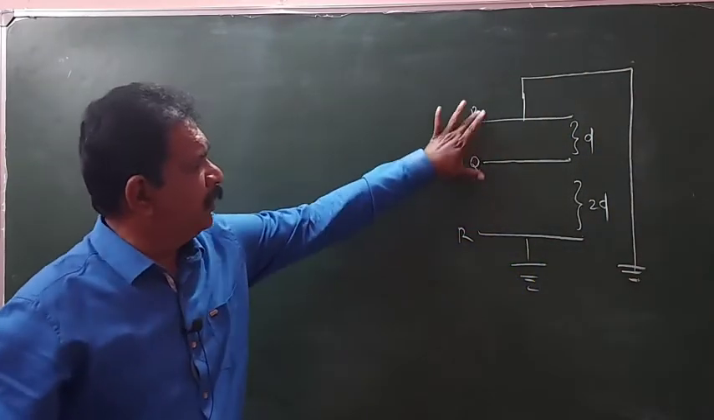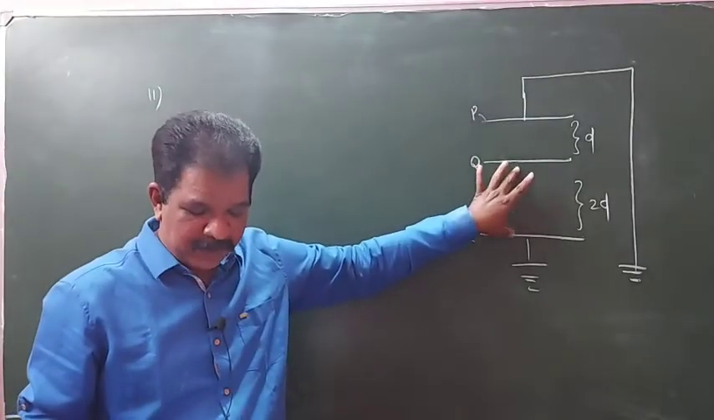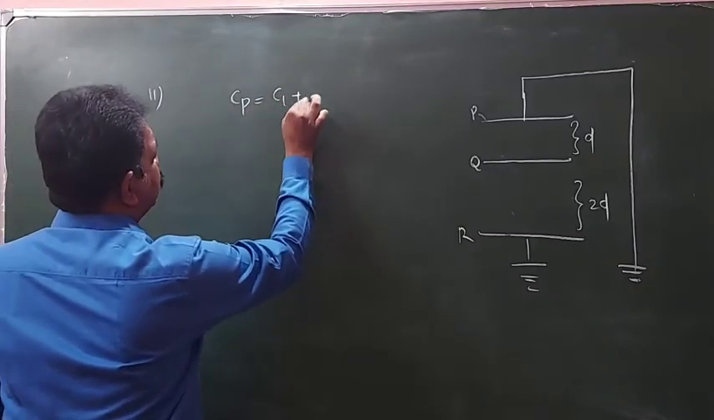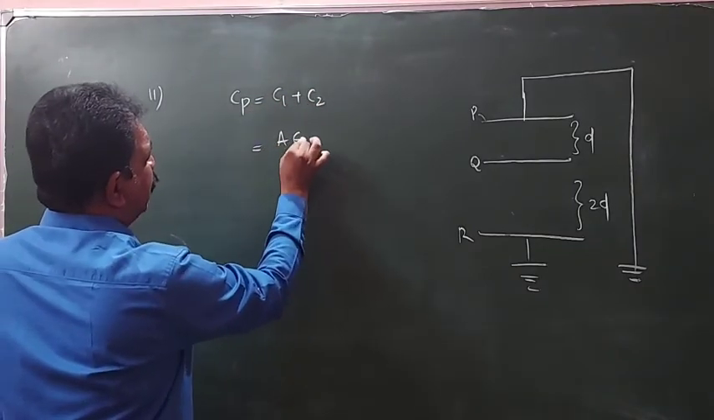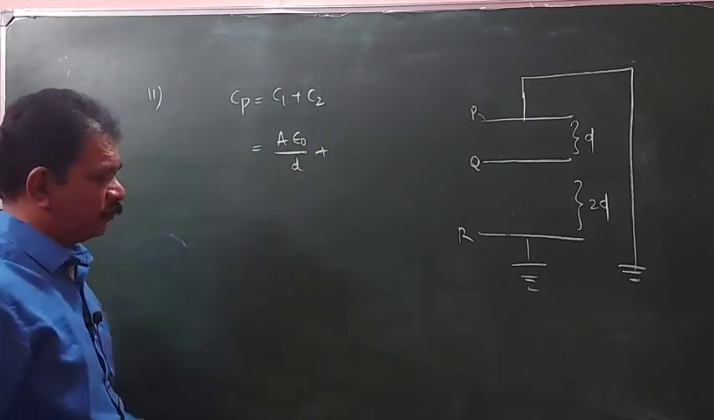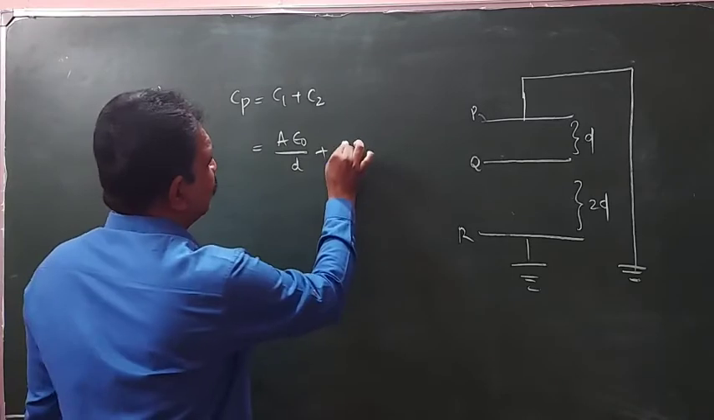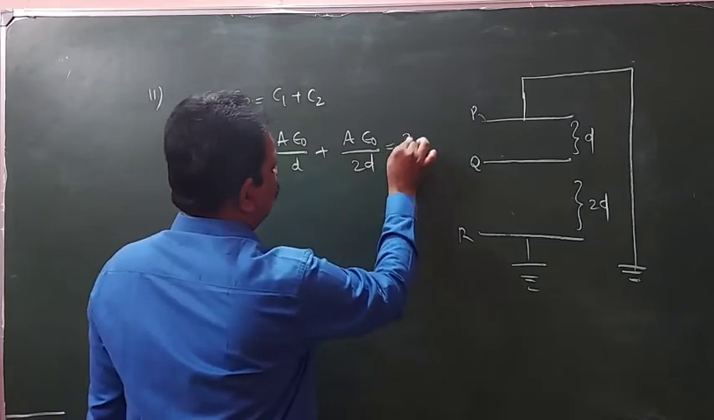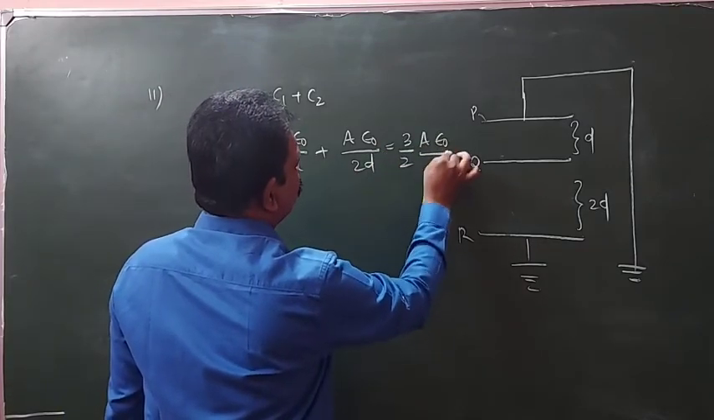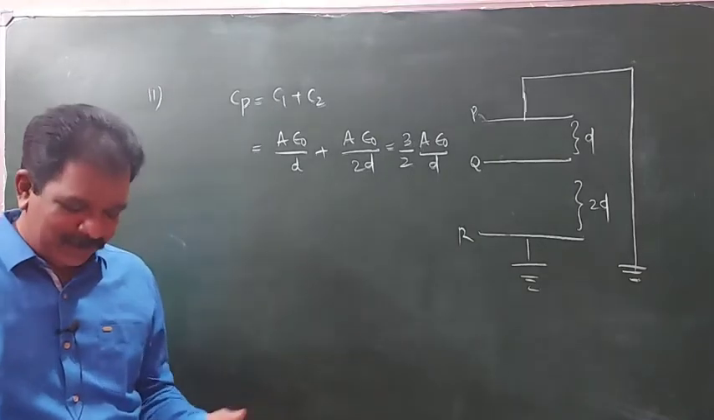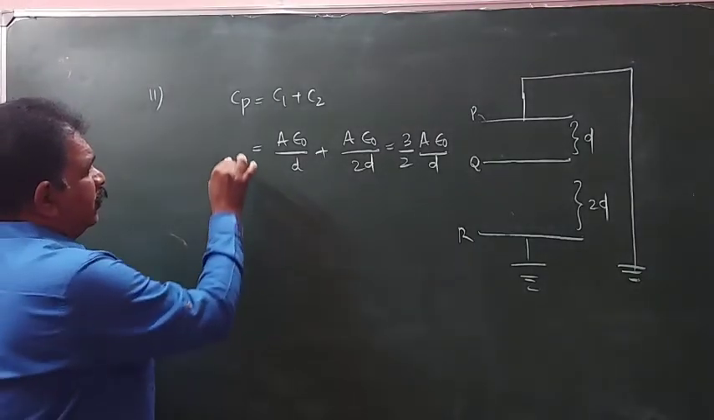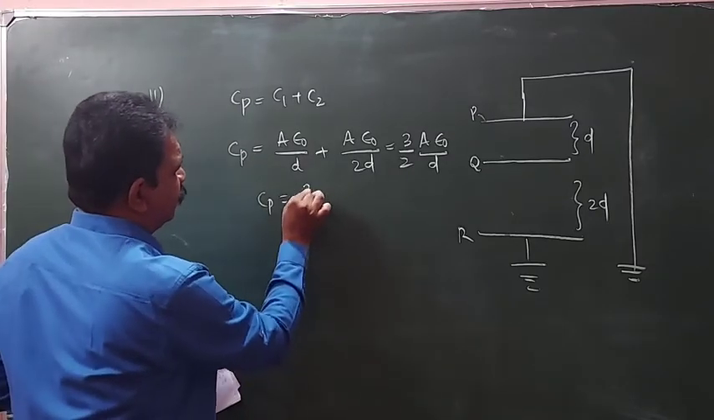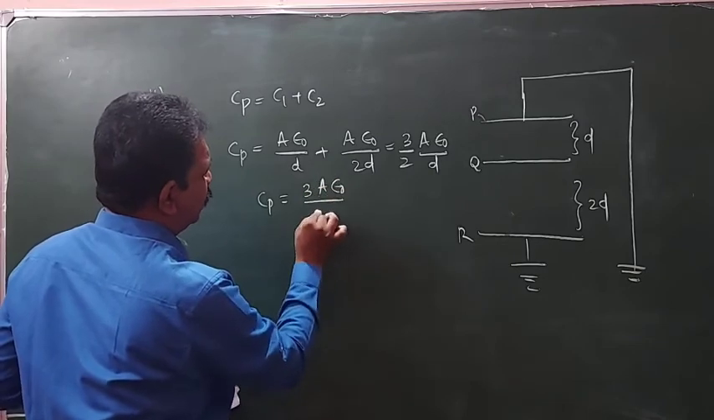So these two will be in series. This is one capacitor. This is one capacitor. Both will be in parallel, but not in series. Cp is equal to C1 plus C2. This is the A epsilon naught by D formula. For this, what will happen? A epsilon naught by 2D. So this value is 3 by 2 A epsilon naught by D. That is the effective capacity. Okay. Cp is equal to 3A epsilon naught by 2D.